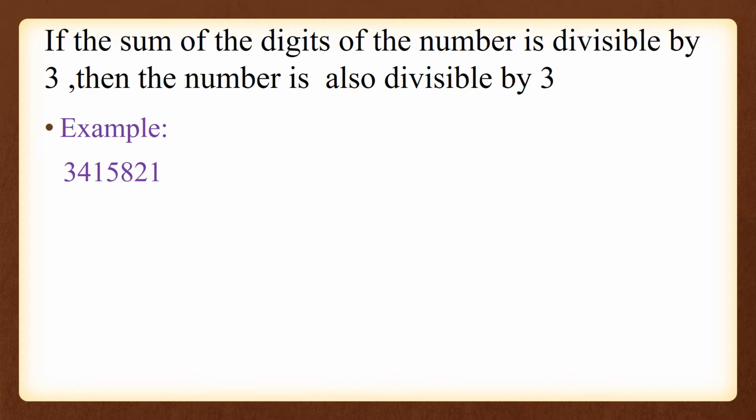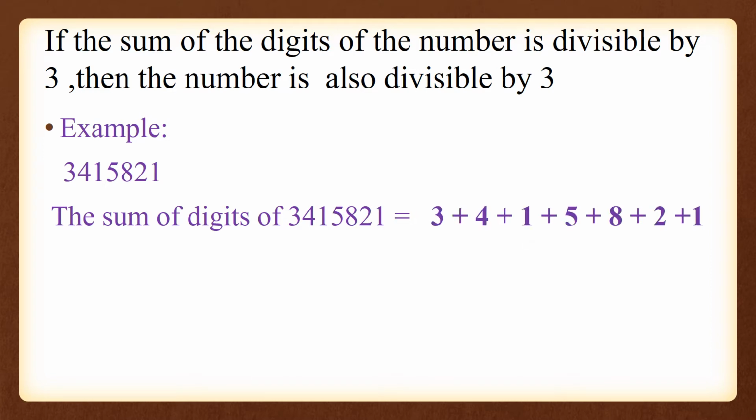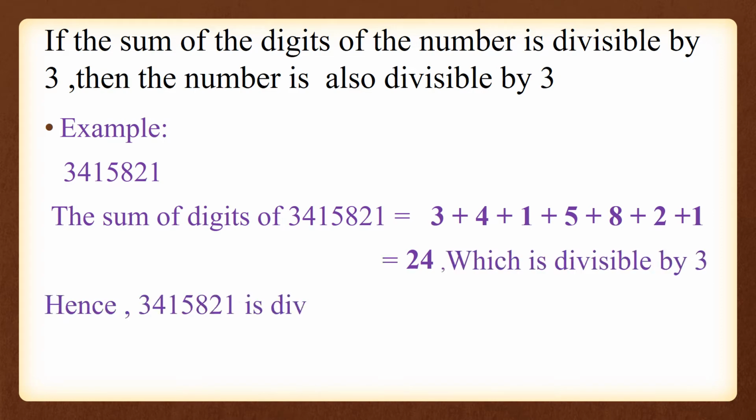34,15,821. We are going to check whether this number is divisible by 3 or not. To check, we have to add each digit. So the sum of digits of 34,15,821 is 3 plus 4 plus 1 plus 5 plus 8 plus 2 plus 1. So adding this, we get the sum 24, which is divisible by 3. So 34,15,821 is divisible by 3.